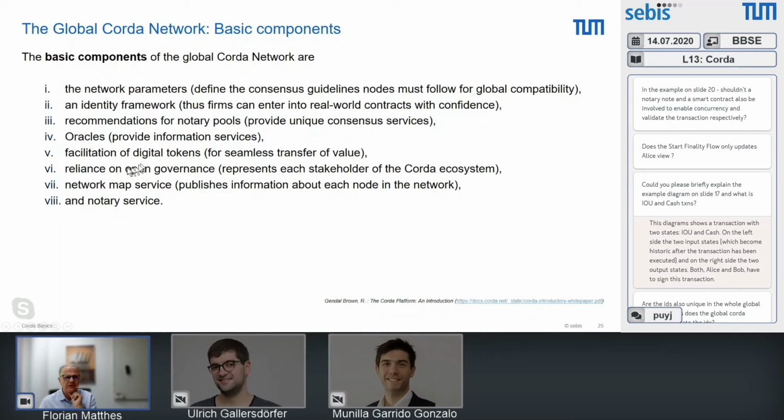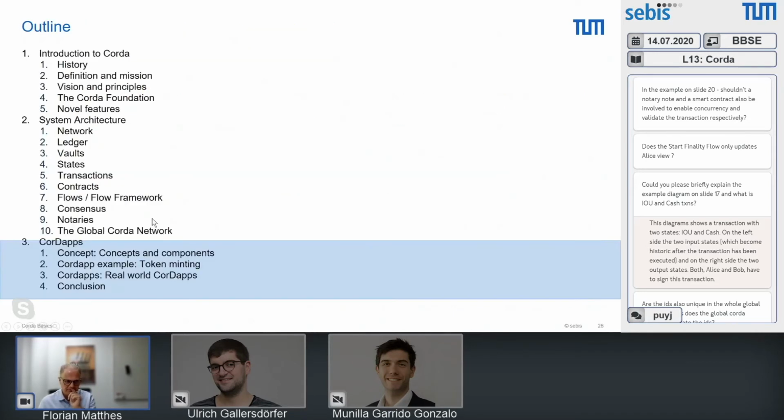Then you also have more or less this open governance idea that, if anything would go wrong and you have complaints, then you know who to call and who to drag to court. You also have this network map service, where you have a mapping from Deutsche Bank to the server node address of the Deutsche Bank, and the global notary service for the whole global network. So that's more or less the technical system architecture.